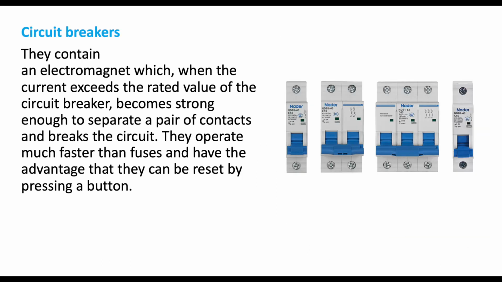Circuit breakers. Circuit breakers are modified modern versions of old fuse. They contain an electromagnet which, when the current exceeds the rated value of the circuit breaker, becomes strong enough to separate a pair of contacts and breaks the circuit. They operate much faster than fuses and have the advantage that they can be reset by pressing a button.